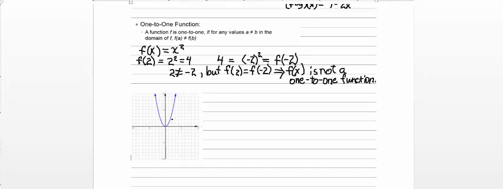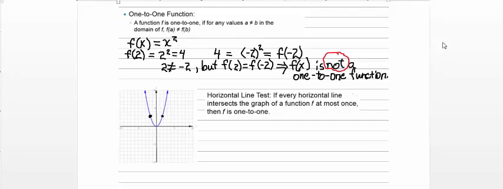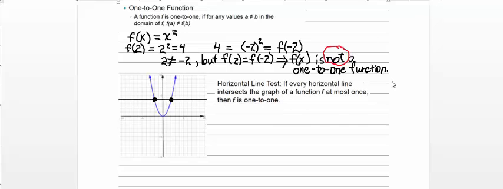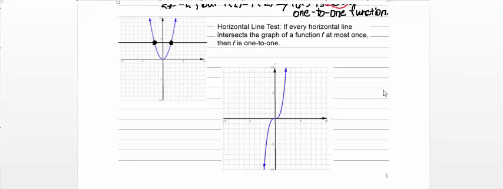Look at the graph of f of x equals x squared. And notice how I've picked the 2 points we're talking about. X is 2 and f of 2 is 4. If x is negative 2, f of negative 2 is also 4. So we use a horizontal line test to see if a function is one-to-one or not. If any horizontal line intersects the graph more than once, the function is not one-to-one. And here we see there are 2 places where the graph is intersected by our horizontal line.